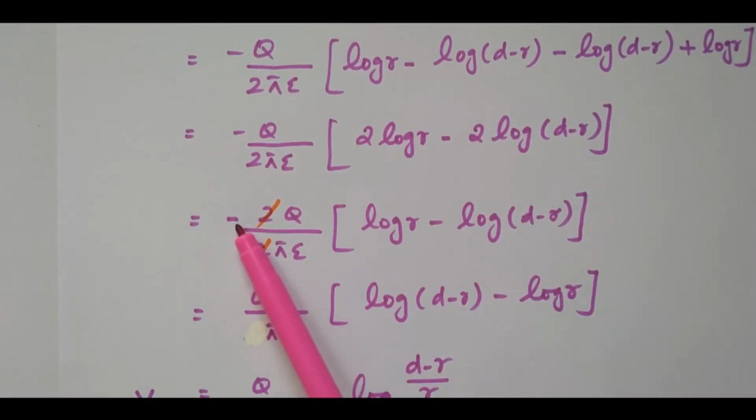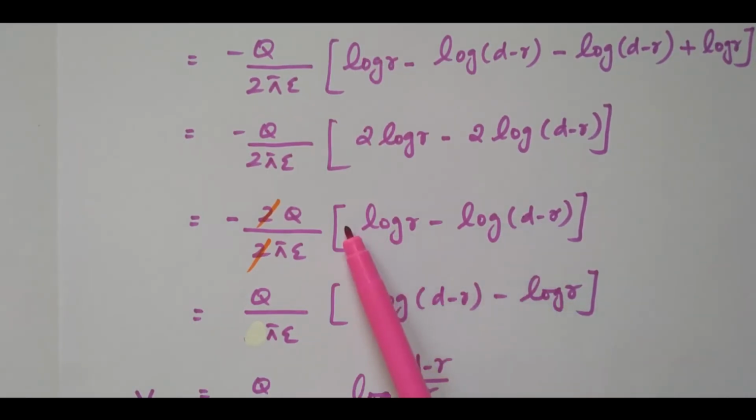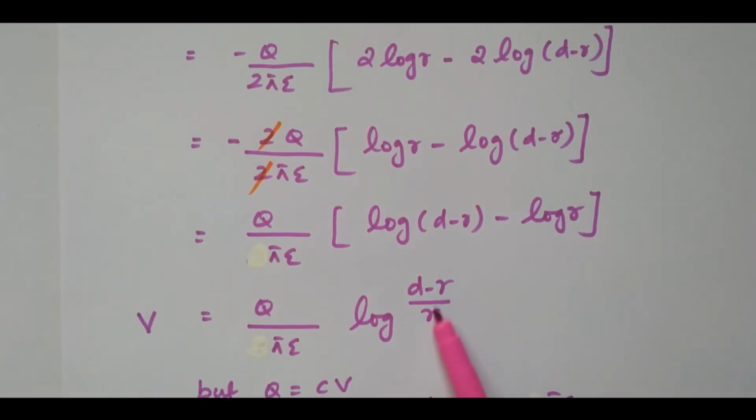So the negative available outside is multiplied inside, so that these two values are interchanged. This becomes negative, this becomes positive, so that log d minus r minus log r, right? What is log d minus r minus log r? That is nothing but log d minus r by r. Log a minus log b is nothing but log a by b. By using that we can find this. So finally what we got? V equal to q divided by pi epsilon log d minus r by r, right?